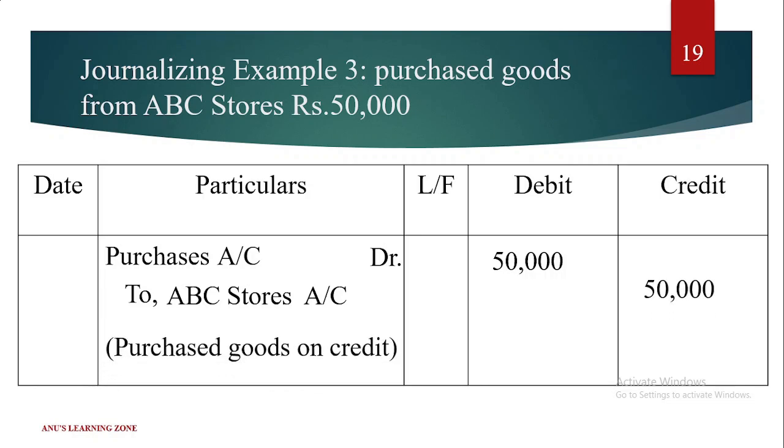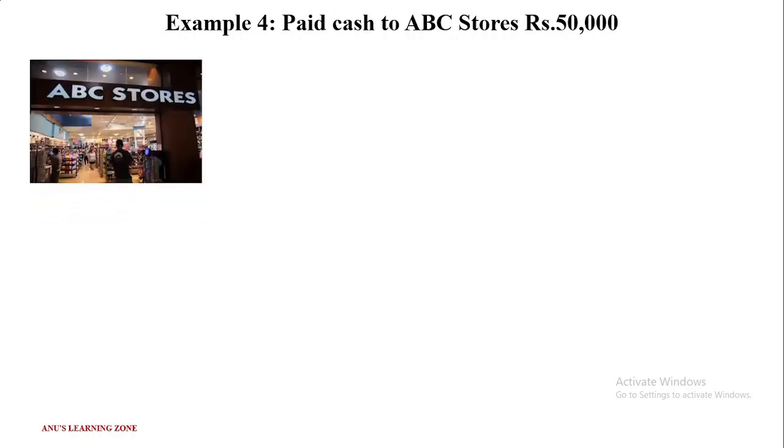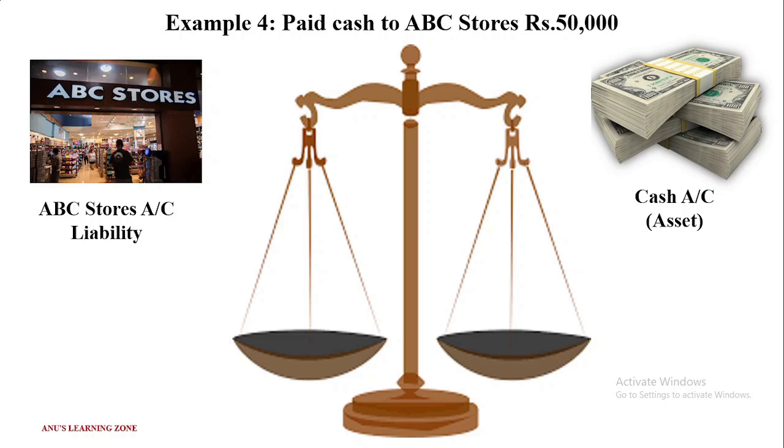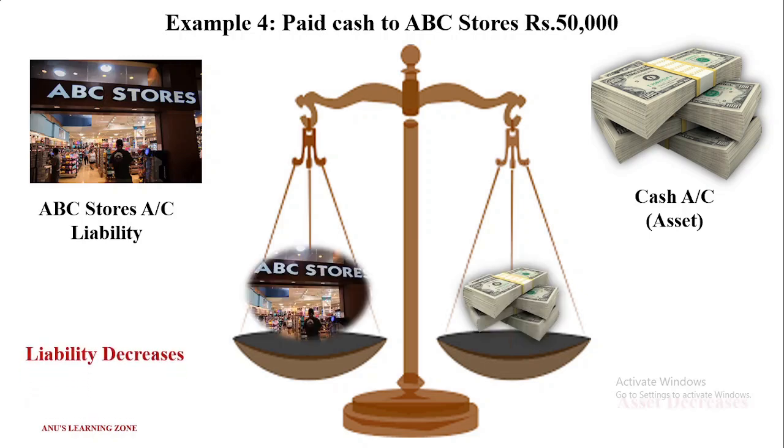Okay, moving on to the fourth transaction, that is, paid cash to ABC stores, rupees 50,000. We have already created a liability towards ABC stores, and now we are paying it back. So the first account is ABC stores, which belongs to the category liability, and the second is cash account, which belongs to the category asset account. So what is happening here? Both are decreasing. That is why I use this image. Here liability is decreasing, cash is also decreasing, that means the asset is also decreasing.